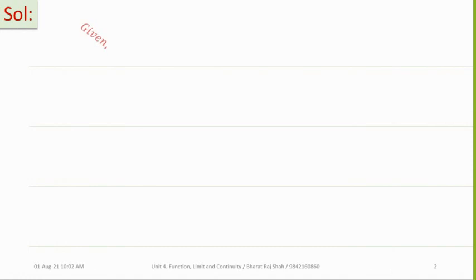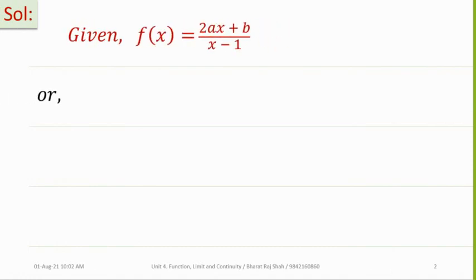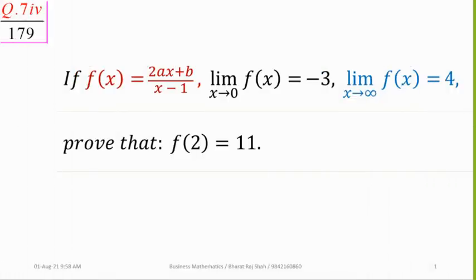First of all, we are going to write the given information. What information have we been given? First of all, the function is defined as f(x) = (2ax + b) divided by (x − 1). And in our problem, we have been given one limiting value. What is that limiting value? The limit of the function as x tends to 0 is given as −3.